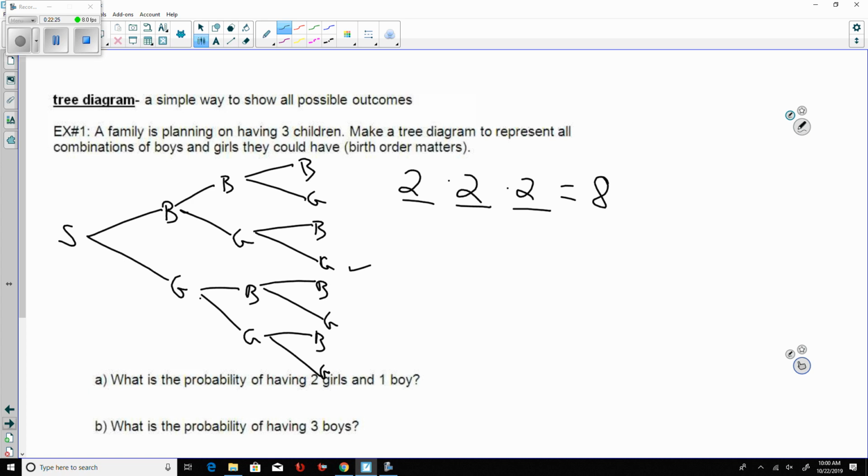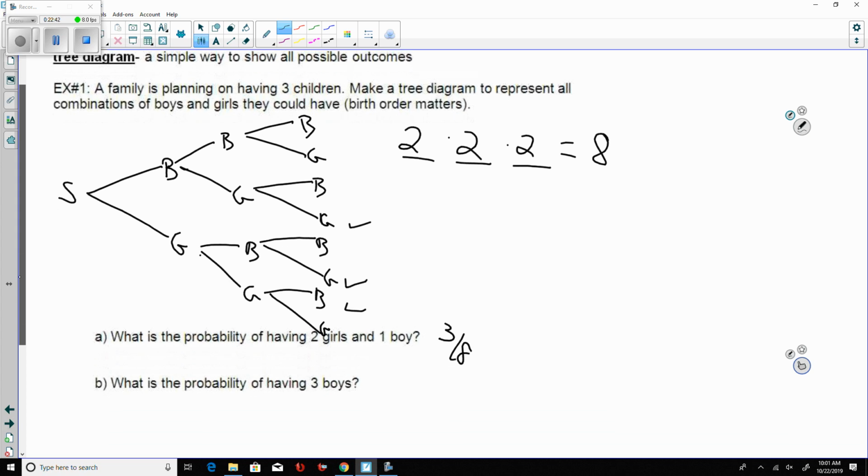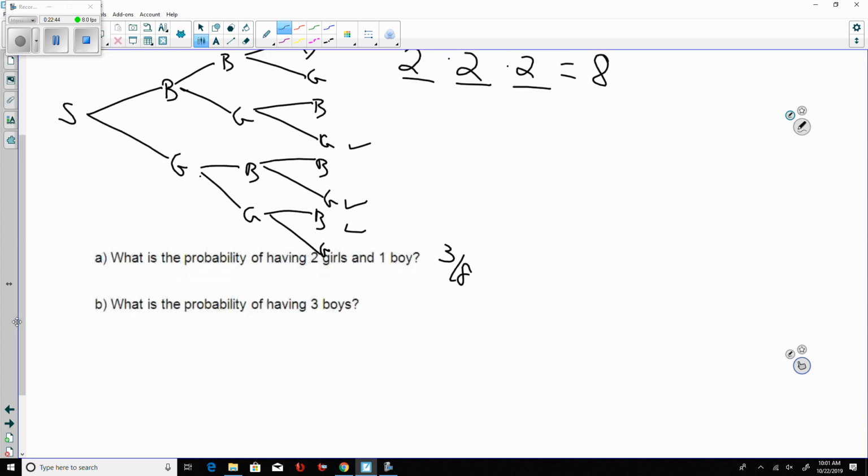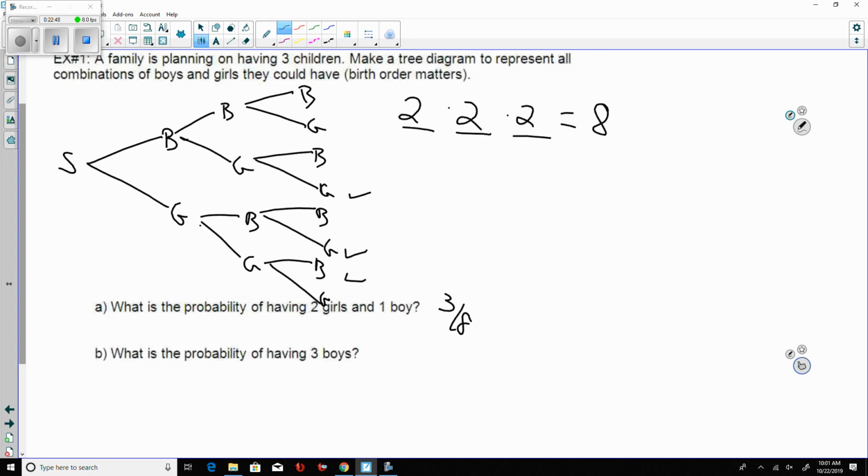Then I have girl, boy, boy. Nope. Girl, boy, girl. Yes. And then girl, girl, boy. Yes. And then girl, girl, girl. Okay. So the probability of having 2 girls and 1 boy is 3 out of 8. Because that's the total possible outcomes of what can happen. And this is the first child, boy or a girl, boy or a girl, boy or a girl.